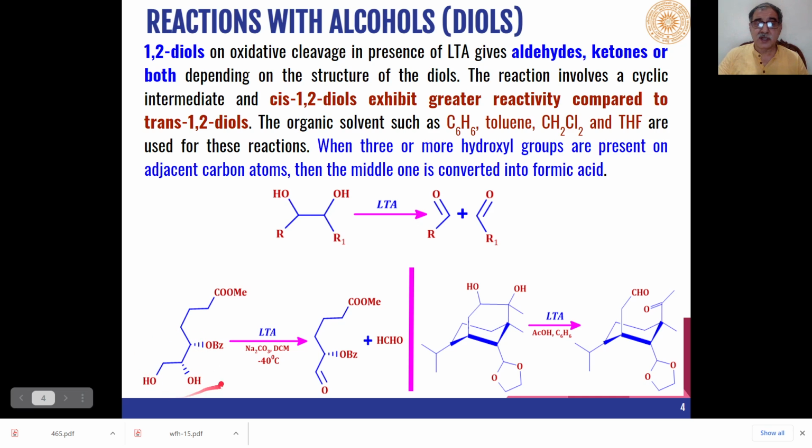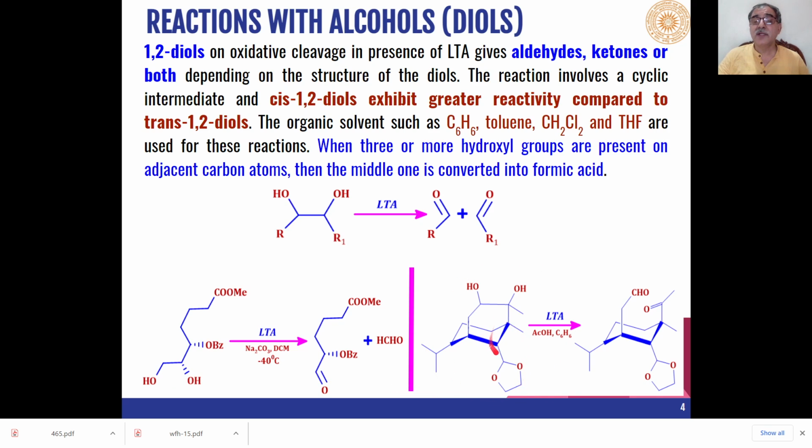This is a trans-1,2-diol, and in presence of lead tetraacetate, sodium carbonate, and dichloromethane at a very low temperature of the order of minus 40 degrees centigrade, this will undergo oxidative cleavage at this carbon-carbon bond. This will produce formaldehyde from here, and this will give us the aldehyde from oxidation of this hydroxyl. So one molecule of formaldehyde and this aldehyde will be formed by oxidative cleavage of this carbon-carbon bond.